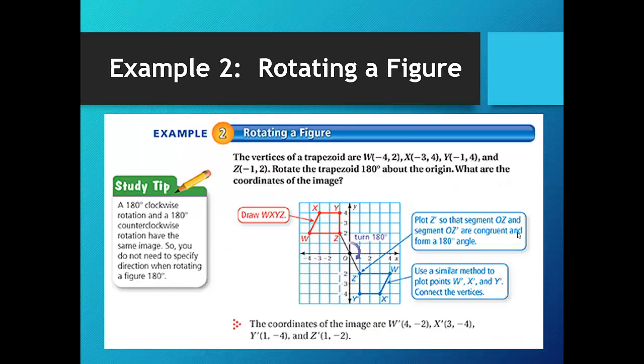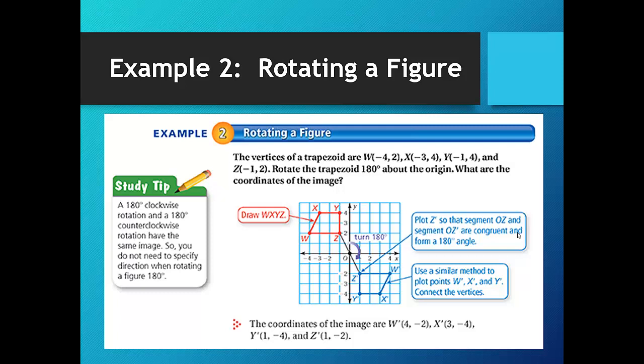For our second example, rotating a figure. The vertices of a trapezoid are W at -4, 2, X at -3, 4, Y at -1, 4, and Z at -1, 2. Rotate the trapezoid 180 degrees about the origin, and the origin is 0, 0. What are the coordinates of the image?